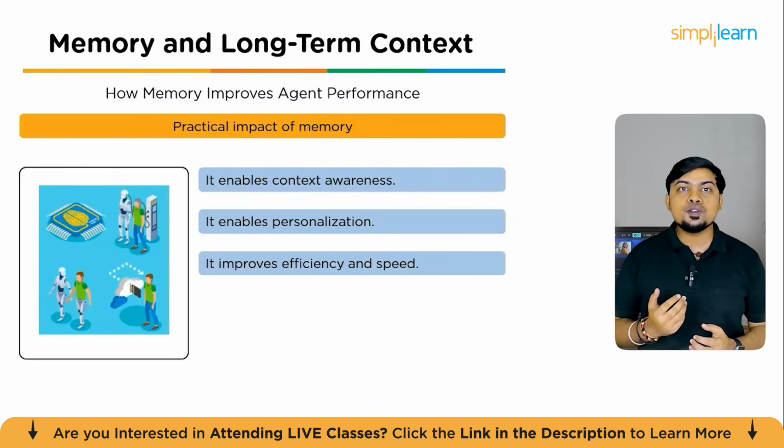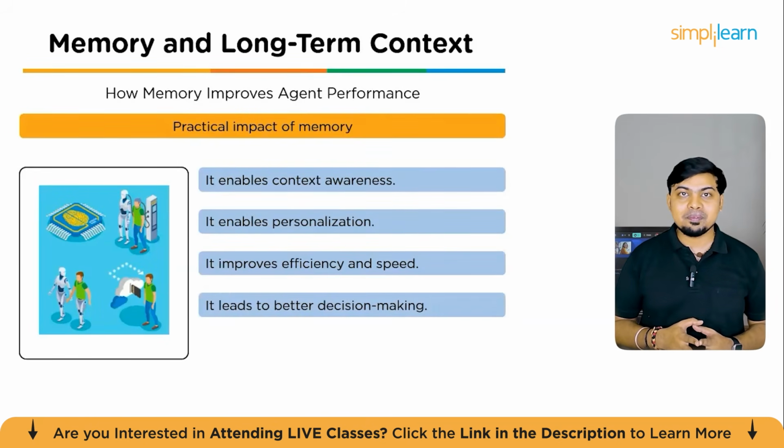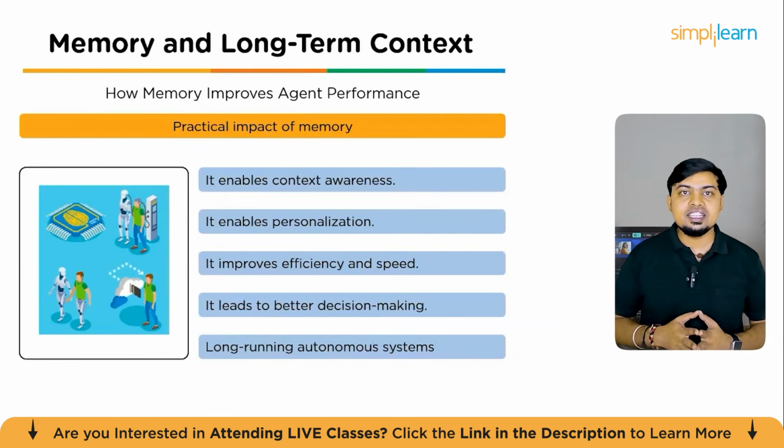Now, the third one, it improves efficiency and speed. By remembering previous computations, AI agents avoid redundant processing, which reduces cost and latency. And the fourth one, it leads to better decision making. AI agents can learn from past outcomes, avoid errors, and refine strategies over time. And finally, memory makes long-running autonomous systems possible. Some AI agents operate for hours or even days, tracking workflows and progress across sessions. Without persistent memory, true autonomy simply cannot exist.